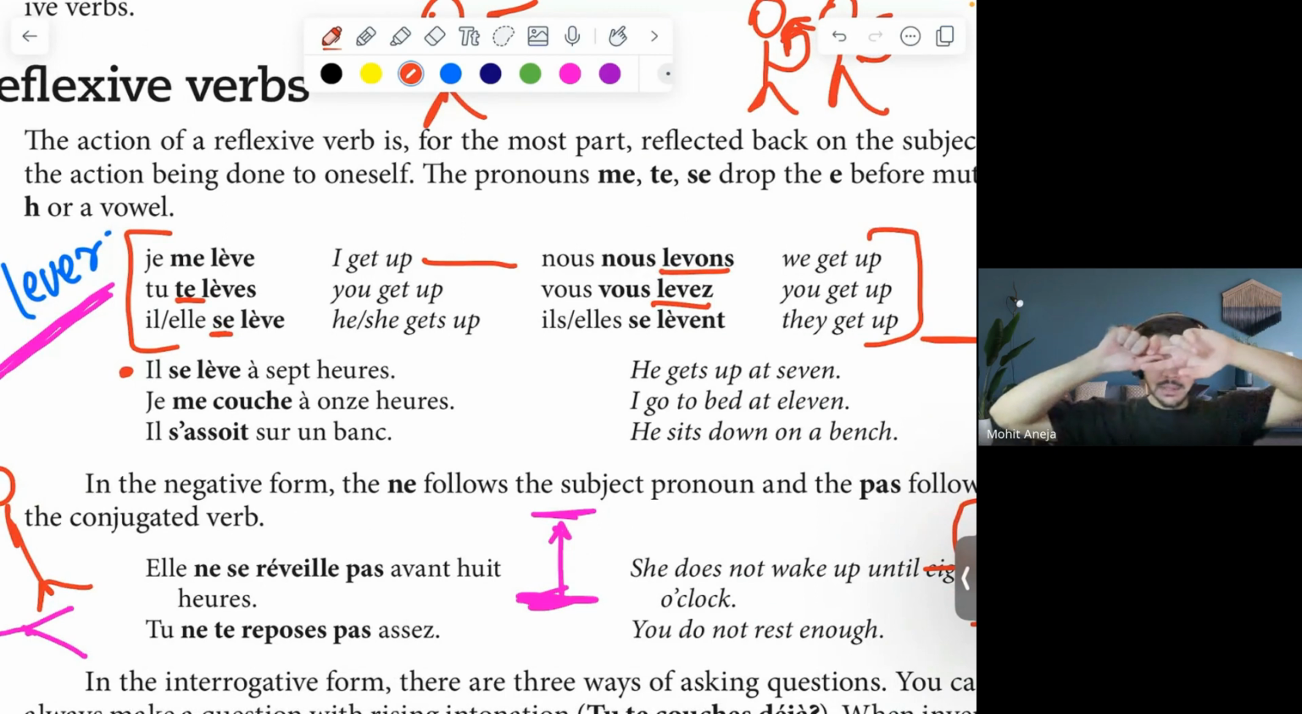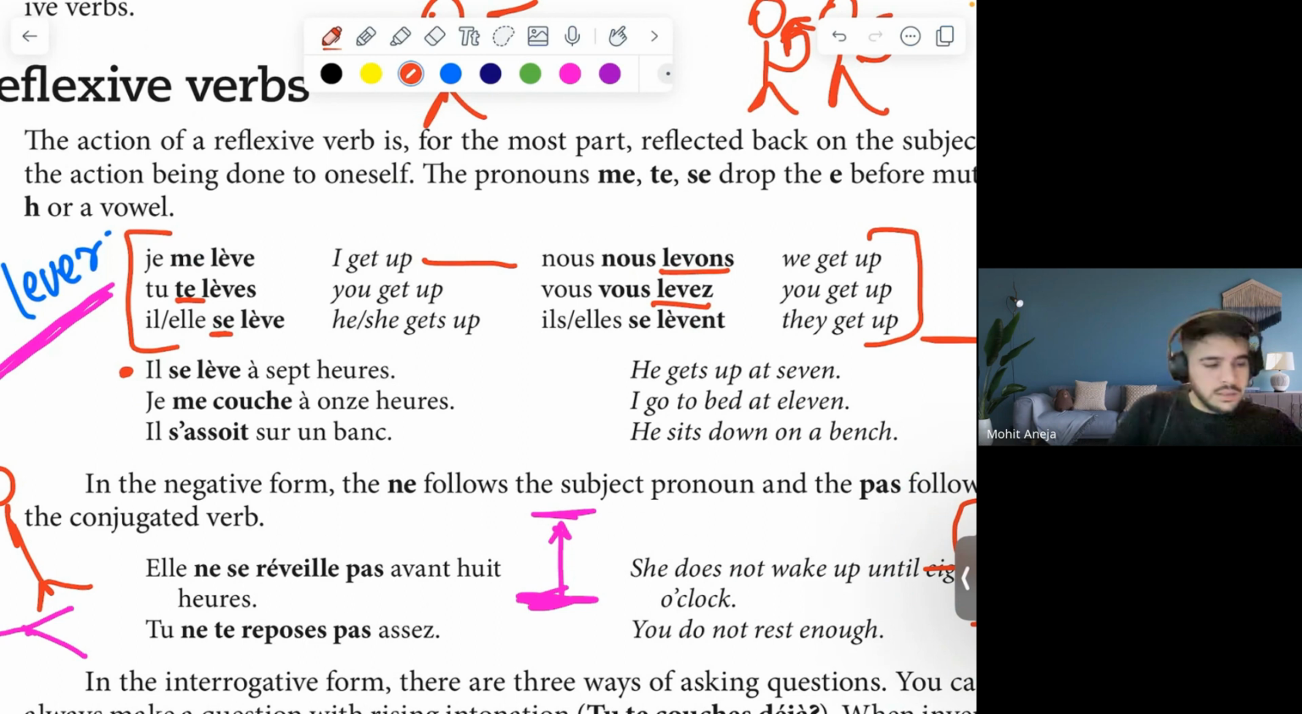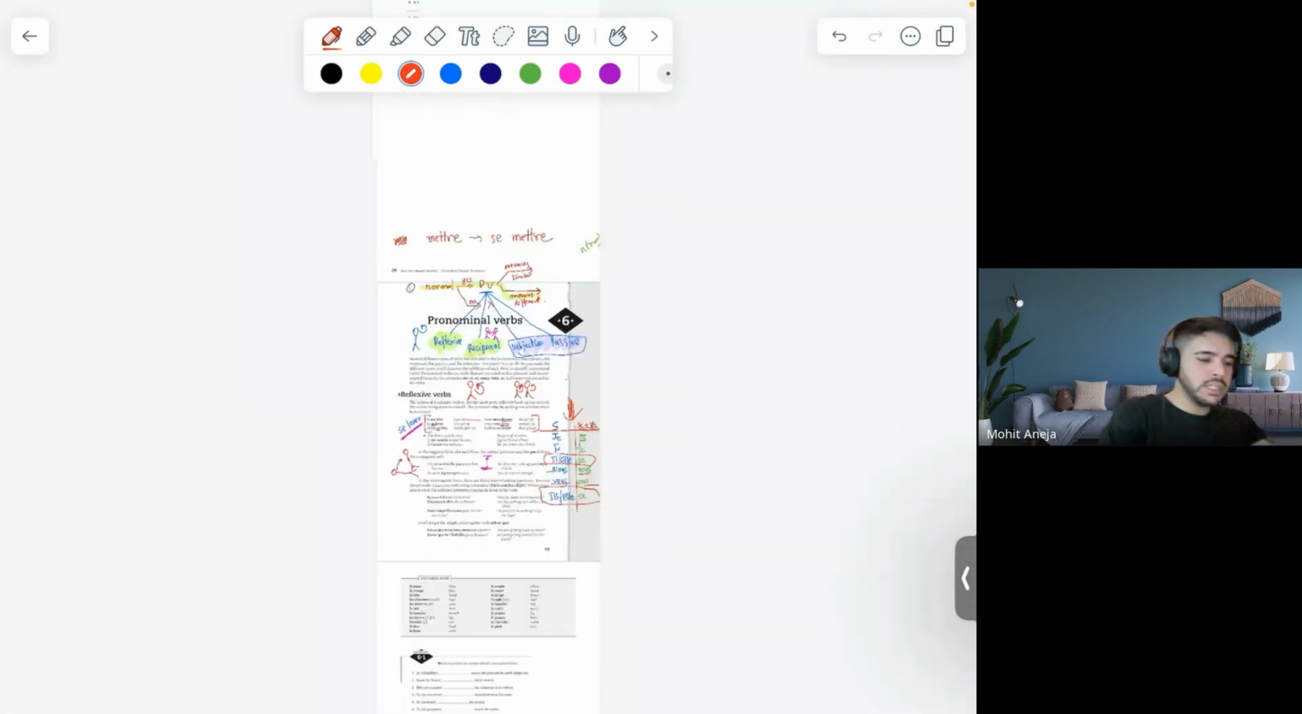He gets up at 7, meaning he wakes up at 7 a.m. usually every day. Or right now I'm looking at him and he is waking up at 7 a.m., which is a very weird sentence to say. It's possible to say it, but not very common. Okay? Are you able to get this?